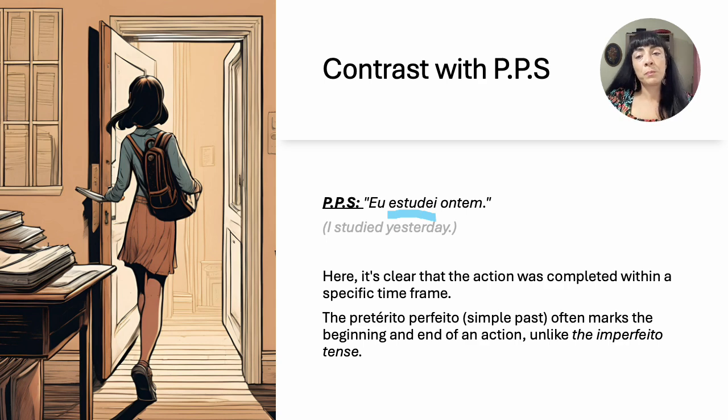Okay, so remember that. Again, check out the image used in the slide to illustrate. Again, we can see a girl who has finished her studying, her books are closed, and she is leaving. The action is completed, the action is done. Okay, so this is quite different from the imperfeito.